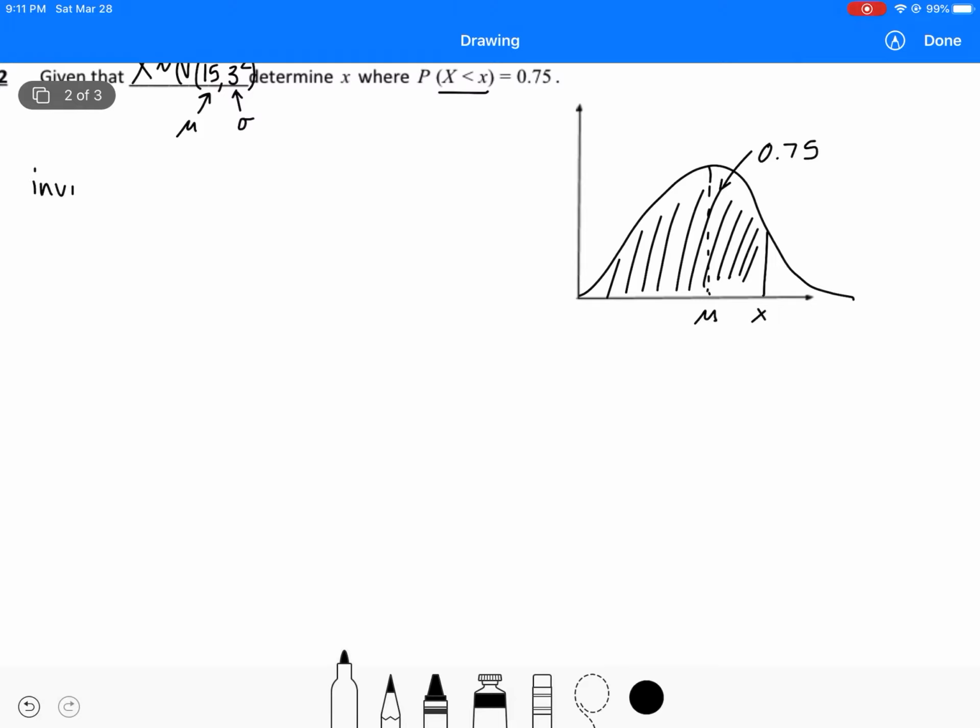So the most efficient way is to use inverse normal right away. We've got our area underneath the curve, our mean, and standard deviation, which is going to tell you that x is equal to 17. We actually got a whole number for this one.